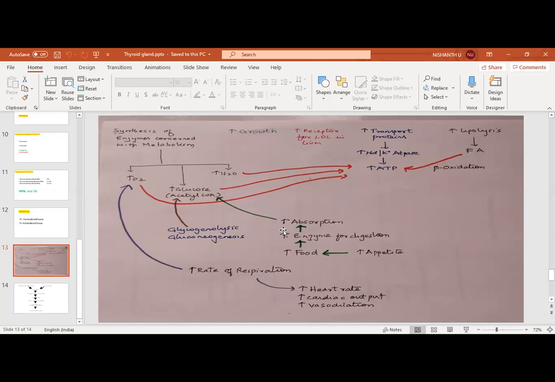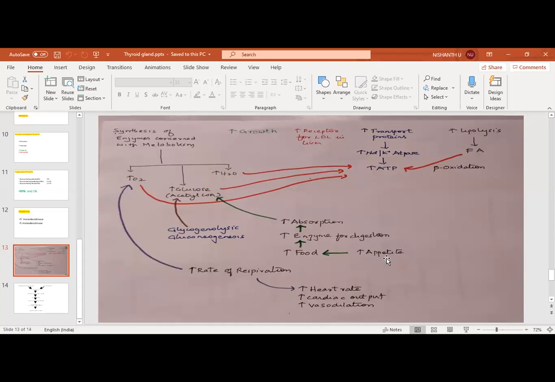Then if you are expecting too much absorption, then definitely you require enzymes to promote the absorption, like digestive enzymes. So automatically all the enzymes for digestion will be increased by the thyroid hormone. Just if it increases the enzymes concerned with the digestion, no use. You have to consume really good food. And if you want to consume a rich amount of food, first of all, you should feel hungry, or appetite should be improved. So thyroid hormone is also concerned with the hunger as well as appetite.